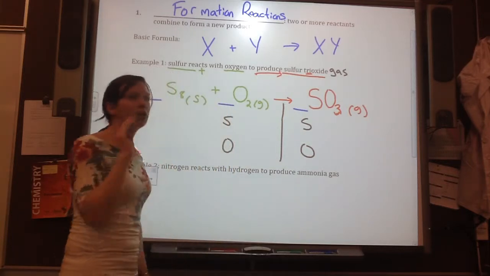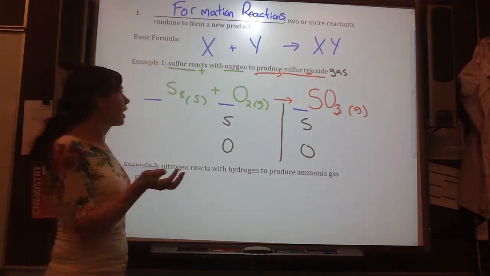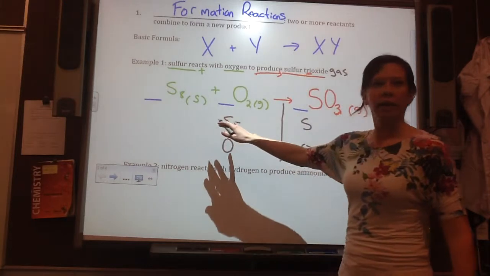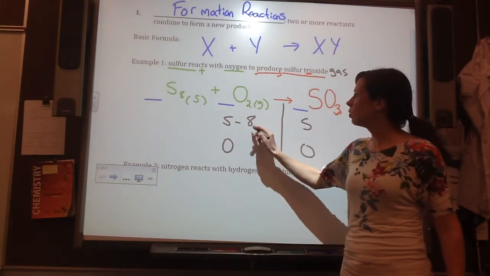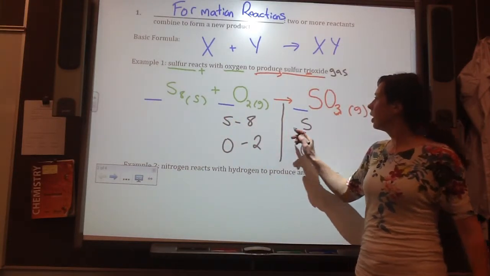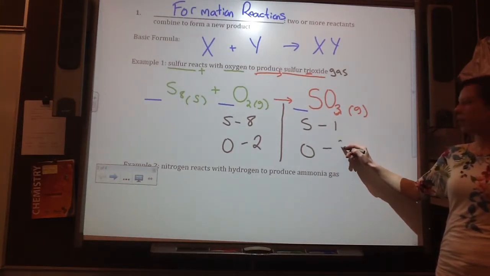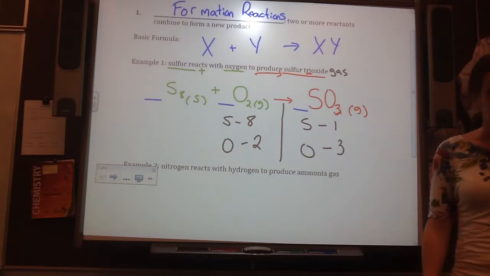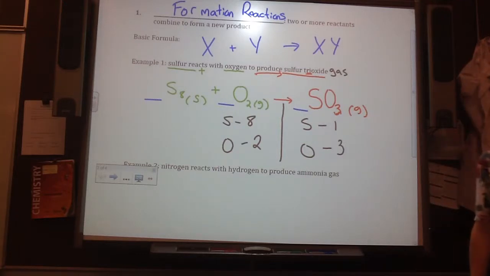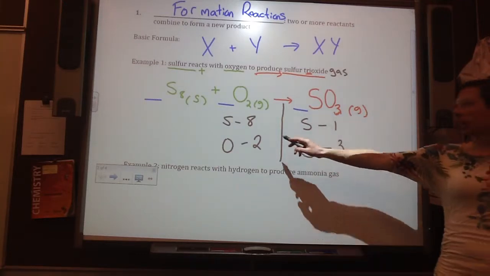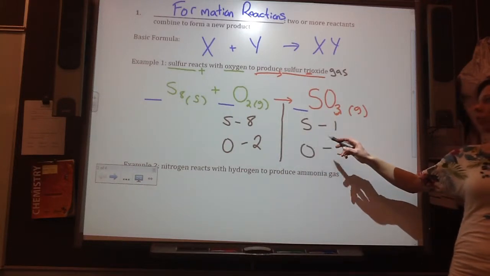Okay, so then you count how many atoms on each side. How many S's on this side? 8. How many O's? 2. How many S's on this side? 1. How many O's? 3. Okay. So now let's start with the biggest gap first. So here is S8 and here is S1.